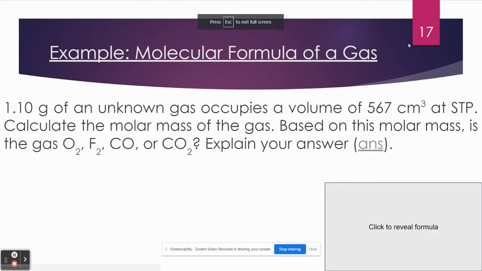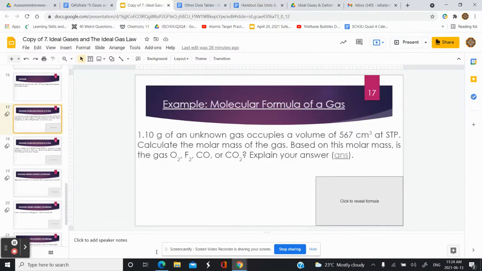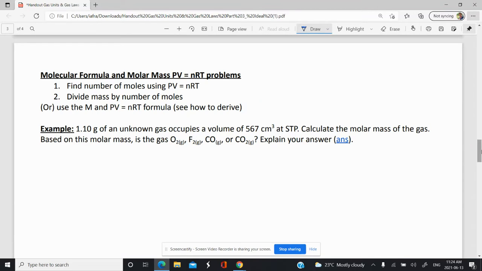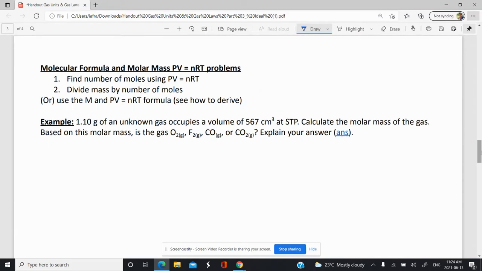In this video, we're going to take a look at how we could use the ideal gas law to find the molecular formulas of gases based on certain information and how to approach these types of problems. So let's go ahead to our handout here and take a look at the steps required to find the molecular formula and molar masses of gases.